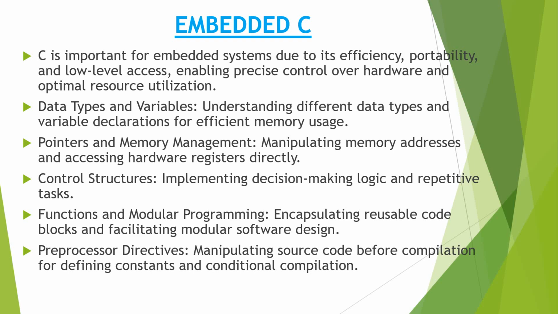Most of the times these loops we use in embedded C. Why? Because our projects can run for more than 10 years, more than 1 year. So that's why we are using loops more. Then coming into the functions and the modular programming. So functions are used as reusable code blocks and facilitate modular software design. And coming into the last topic, that is preprocessor directives, manipulating the source code before compilation, for defining constants and conditional compilation. So this is all about the embedded C I have learned from this internship.